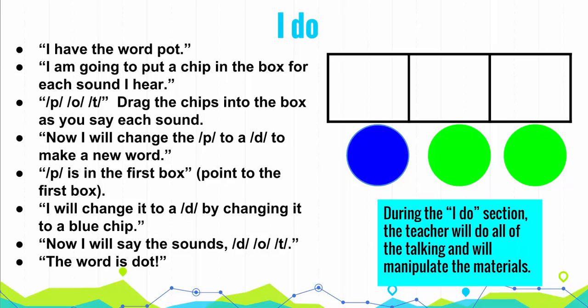Substitute one sound for another by changing the color chip, and finally, identify the new word. These tools are meant to serve as a support for students as they learn and practice the skill of substitution. The goal is that eventually, students will be able to substitute sounds mentally and will no longer need the tools.